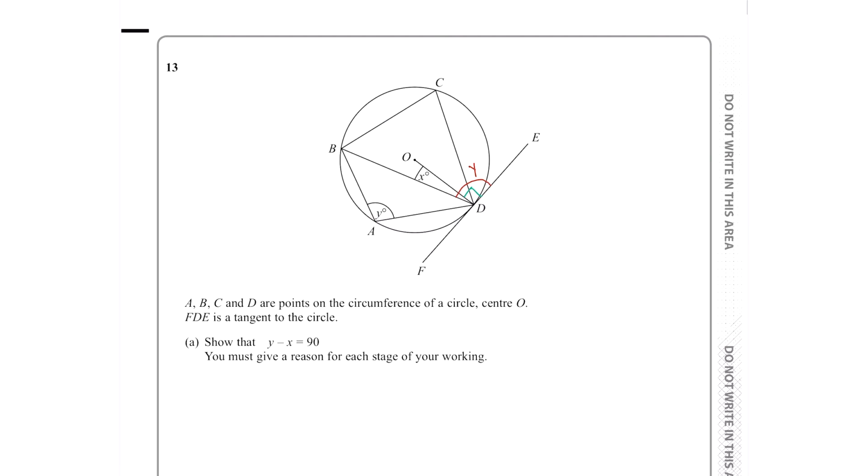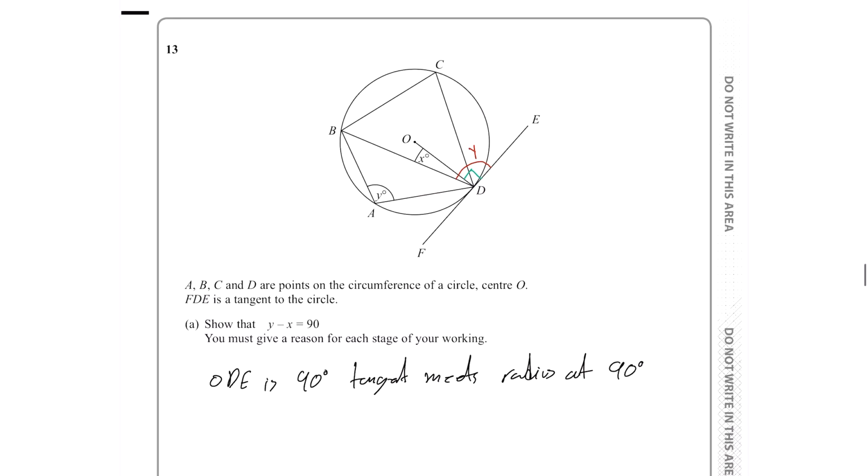So the first thing that we can write is that ODE is 90 degrees, and that's because the tangent meets the radius at 90 degrees. And then the next statement is that BDE is y because of the alternate segment theorem.